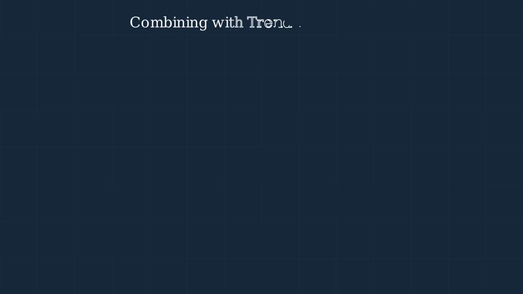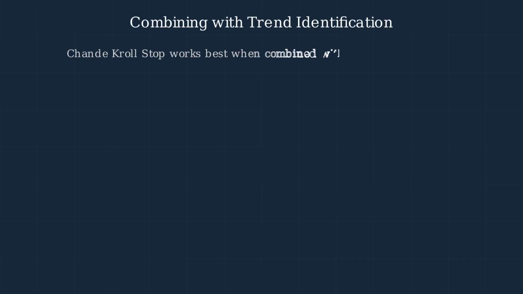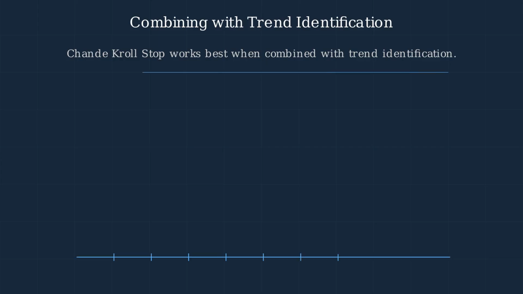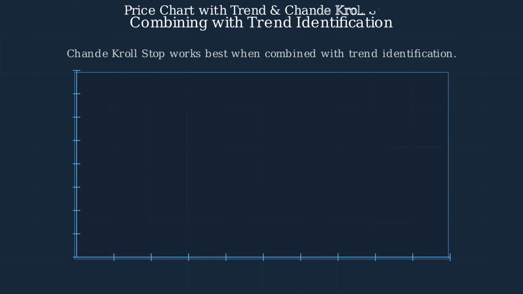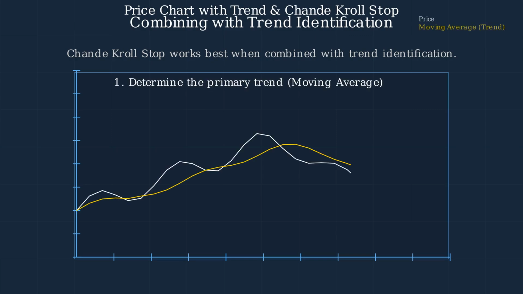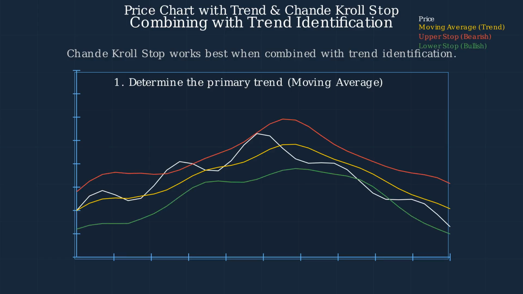The Chande Kroll Stop indicator becomes significantly more effective when combined with trend identification tools. Let's explore a strategic approach to maximize your trading results with this powerful combination. The first step is to determine the primary market trend using indicators like moving averages or MACD. Next, add the Chande Kroll Stop indicator with its upper red line and lower green line. The key strategy is to only take signals in the direction of the main trend.